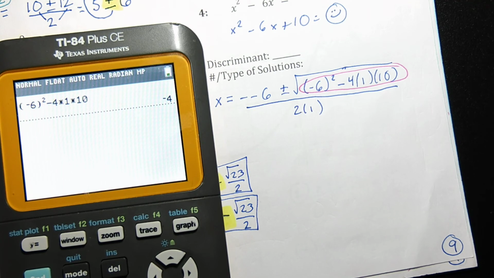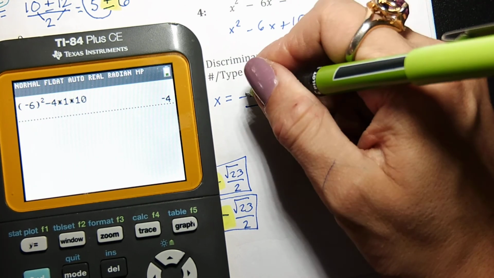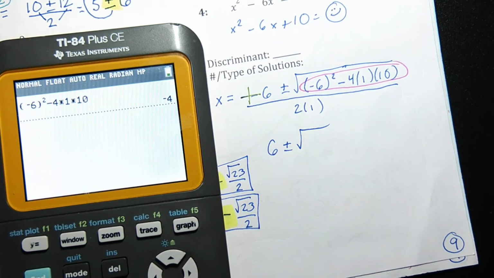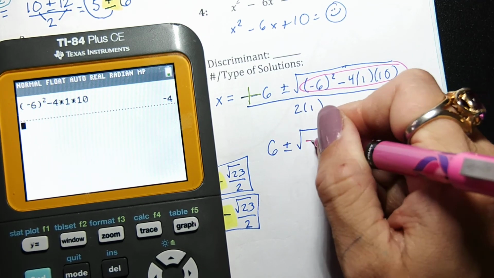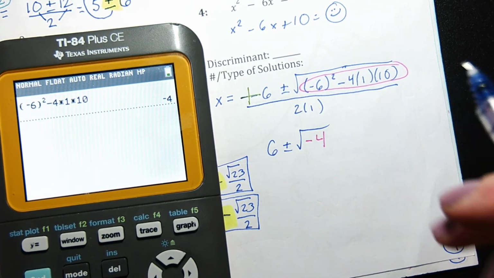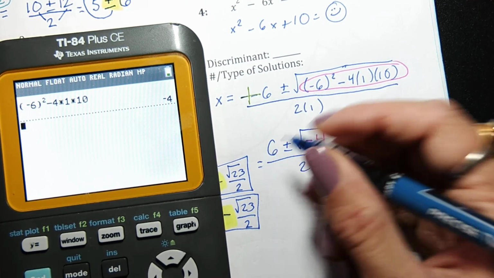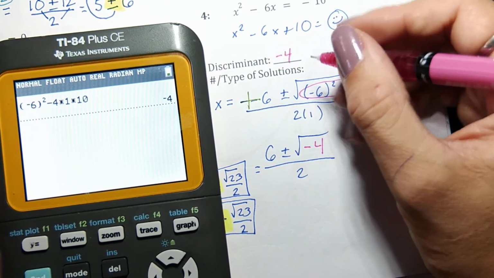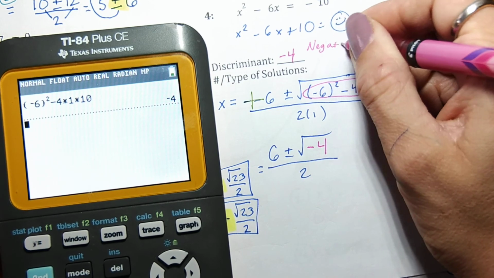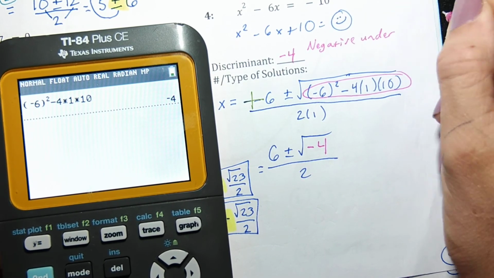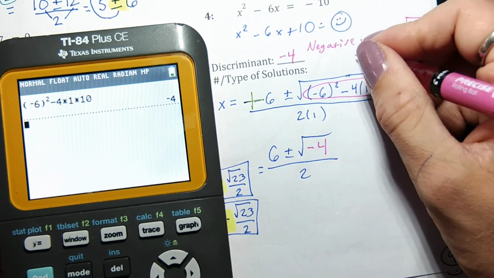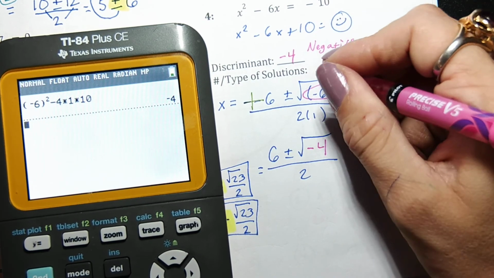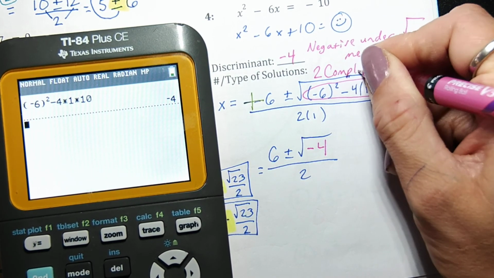And what we find is that our discriminant is negative 4. When I get a negative under the square root, what does that automatically tell me about the solutions? They are going to be imaginary. So my discriminant is negative, and negative under the square root means i. So we would say 2 imaginary or 2 complex roots.